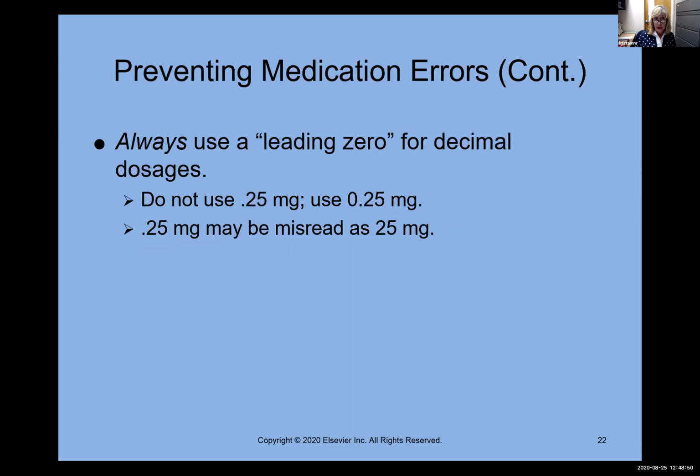On a number that is less than a whole number, you always use a leading zero. So again, my eyes are old. I don't see this little dot, so I think it's 25 milligrams instead of 0.25 milligrams. A big difference.